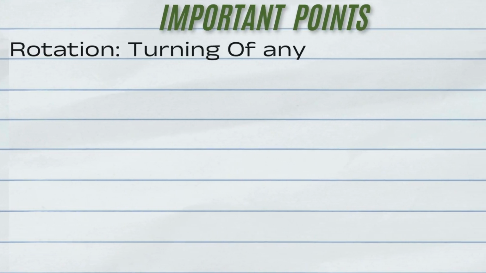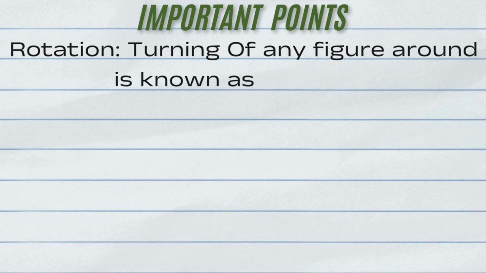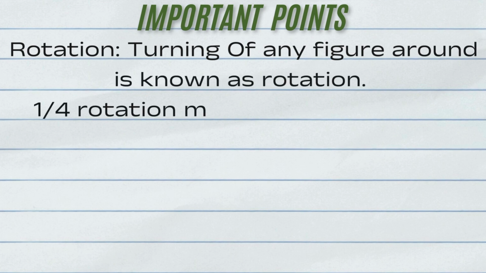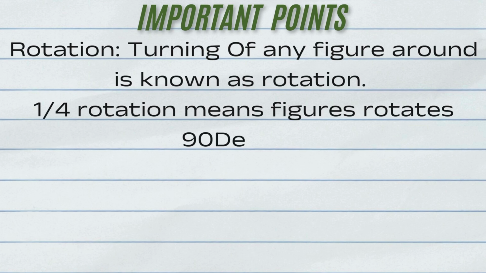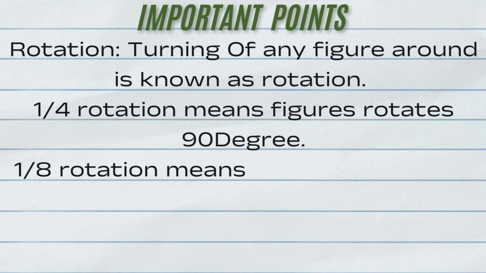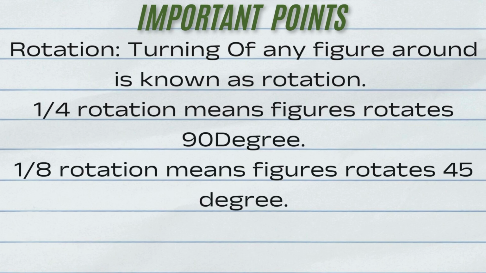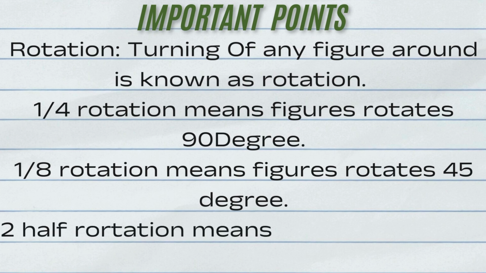Rotation. Turning of any figure around is known as rotation. 1/4 rotation means the figure rotates 90 degrees. 1/8 rotation means the figure rotates 45 degrees. 2/2 rotation means one full rotation.